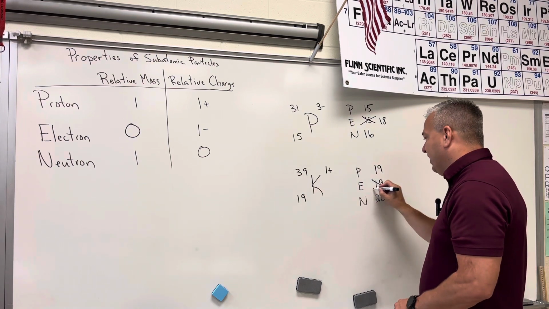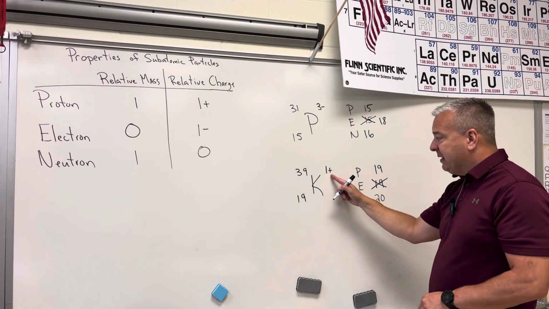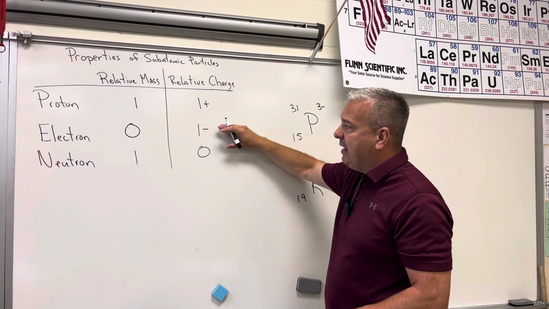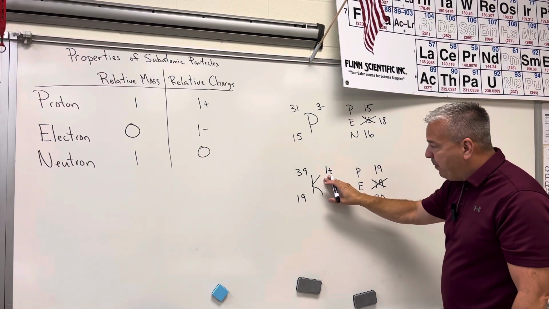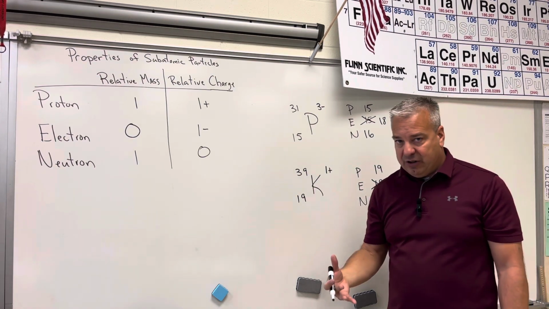What's going to change again are the electrons. Okay? If I have a +1 charge, that means I have to have more positive charge than negative charge. And if I have 19 positive particles, to end up with a +1 charge, there can only be 18 electrons.